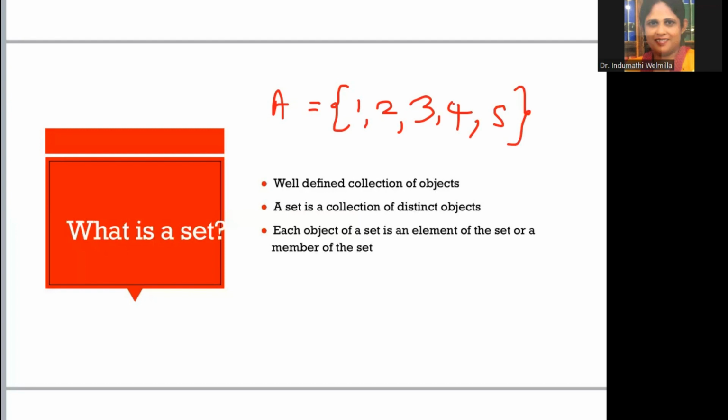And there are various notations to represent the elements of a set. Sets are usually represented using roster form or set builder form, or we can represent it in statement form. So shall we look at them one by one?